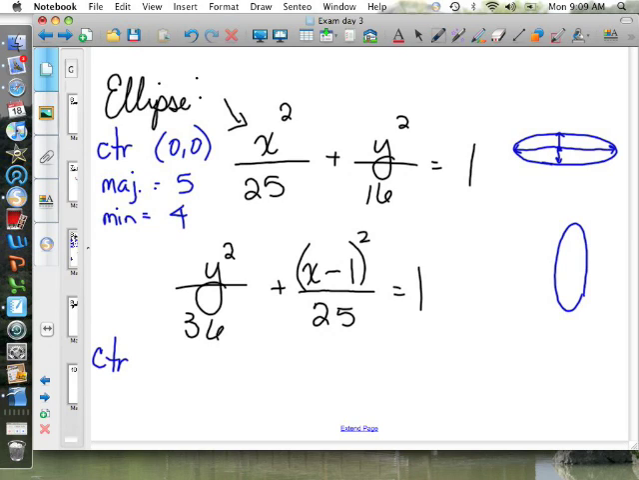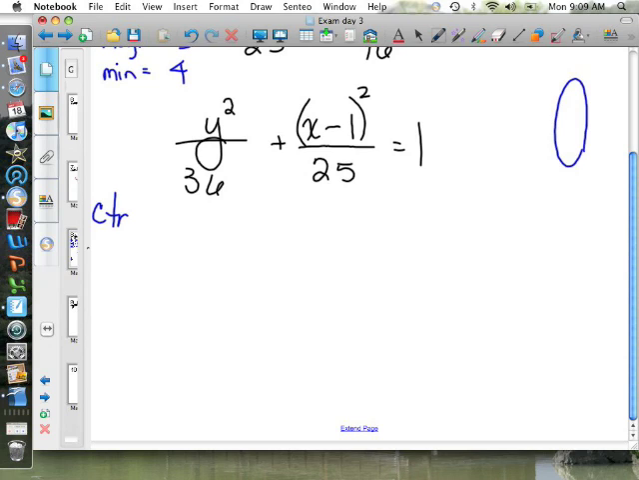In the second one, what's the center? 1, 0. Whatever's being subtracted from x is the x coordinate. Whatever's being subtracted from y is the y coordinate. Okay, that doesn't change. Now, your major axis this time is following your y-axis, and how far do you move from the center? 6 units. And your minor axis, how far do you move from the center? 5 units. Why is it not -1?